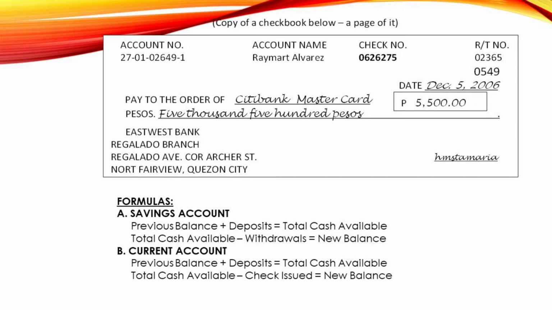Then, next po class, our formula. So, first, meron tayong savings account. So, ano nga po ba yung ating formula para sa savings account? So, previous balance plus deposit is equal to total cash available. Next, total cash available minus withdrawals is equal to new balance. So, yan po yung ating ginawa kanina. Then, next, letter B, current account. Previous balance plus deposit is equal to total cash available. Then, next, total cash available minus po natin sa ating check issue. Yan po ay magiging new balance na po natin.